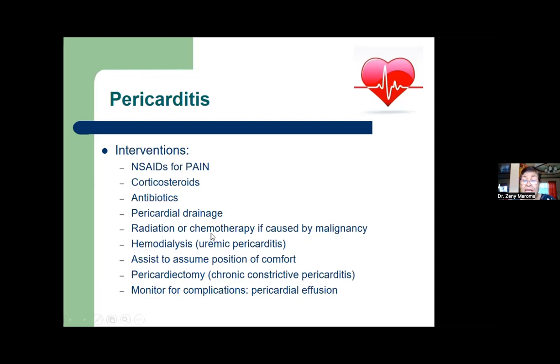Then, if the cause is cancer, malignancy, then of course it will be managed by radiotherapy. Radiotherapy for cancer of the lungs, chest, or chemotherapy. Okay, so who gets radiotherapy and chemotherapy? Radiotherapy and chemo if the cause is cancer.